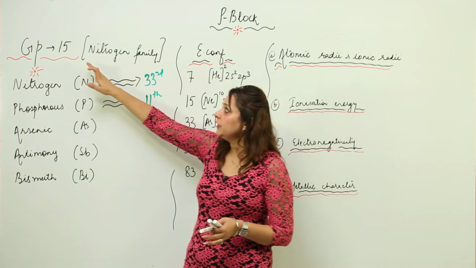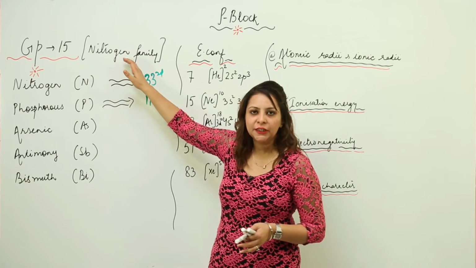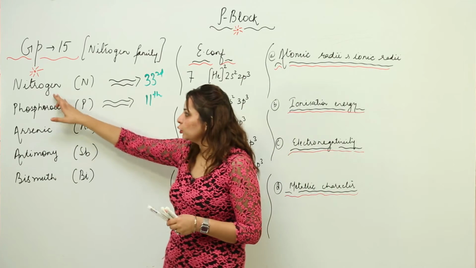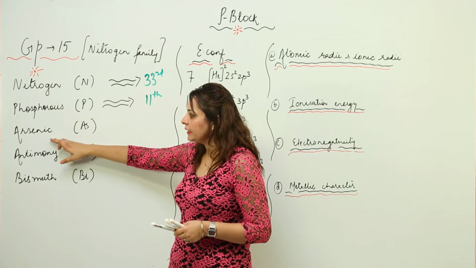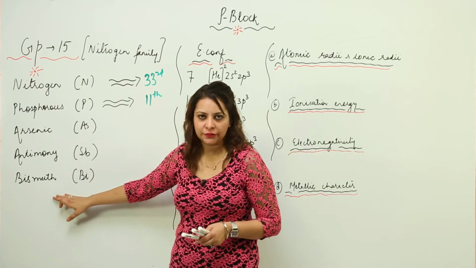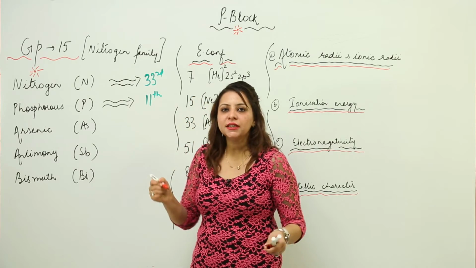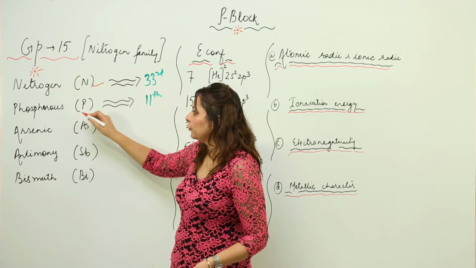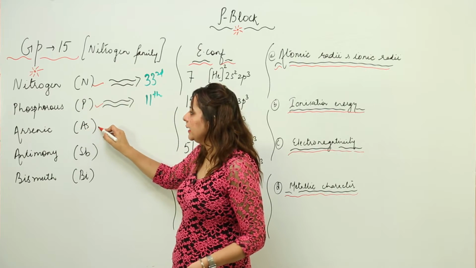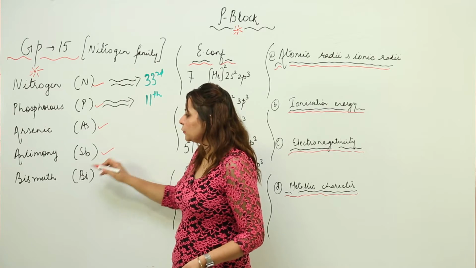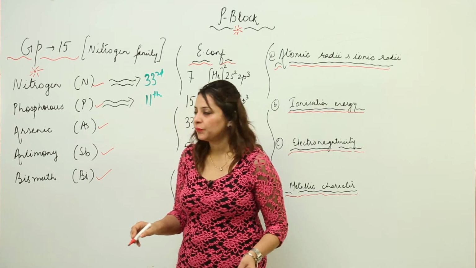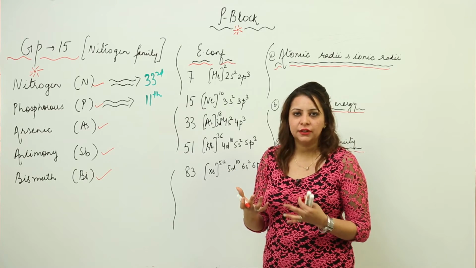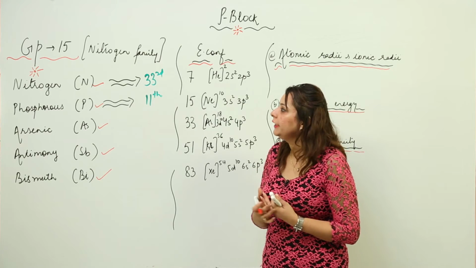The 15th group is particularly the nitrogen family, and the elements in it are nitrogen, phosphorus, arsenic, antimony and bismuth. As far as their symbols are concerned, you all are familiar that nitrogen is N, phosphorus is P, arsenic is As, antimony is Sb and bismuth is Bi, right. And you know that they are quite reactive, so how do they occur in nature?